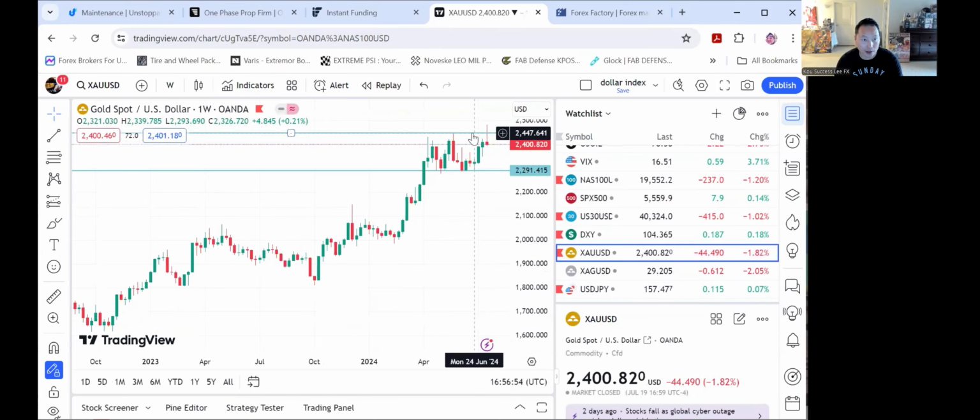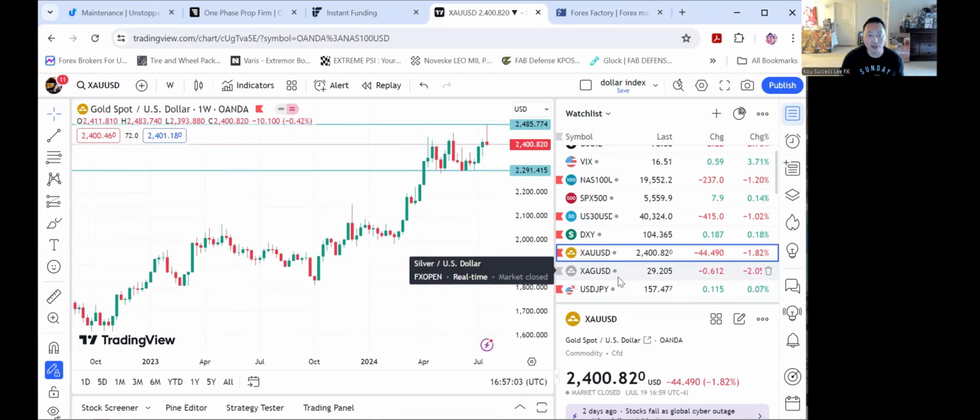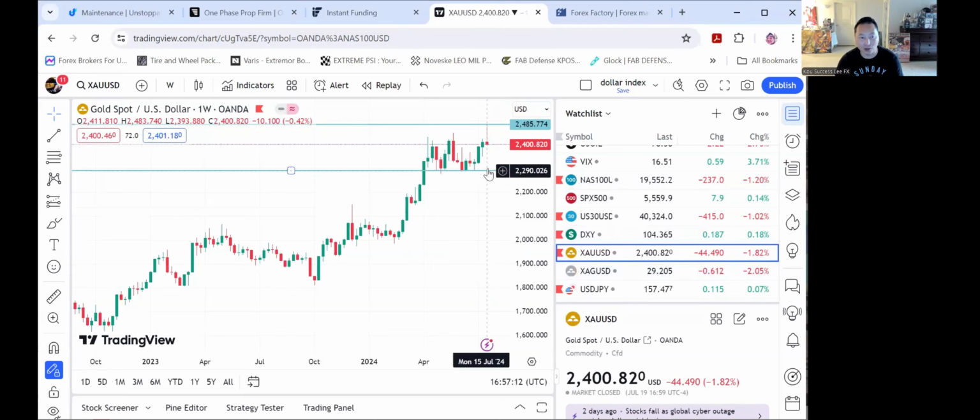Gold dropped back down, hit a peak high of almost 2,500. Dropped back down to exactly 2,400. So selling it back down to 2,350. And then my next big target would be to come back down to 2,300. When it comes back down to 2,300, the weekly support is sitting at 2,291, so that's not far away from 2,300. So pay close attention once it comes back down there. It might end up just bouncing back up.